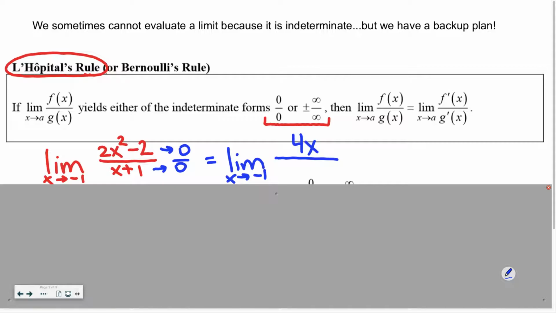Over, what is the derivative of x plus 1? Now, we can plug in -1. 4 times -1 over 1 gets us -4. Is that easier? Yeah, I like this.